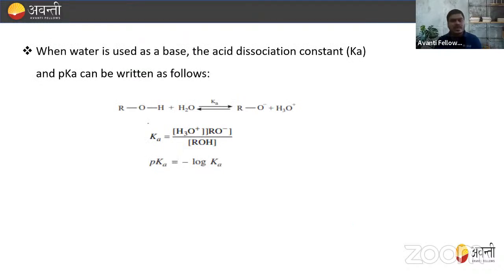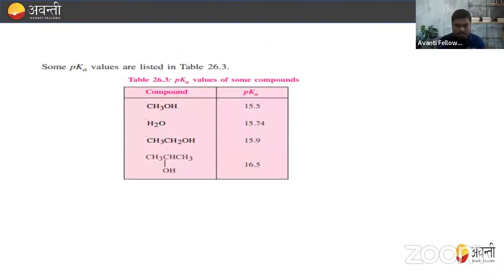When water is used as a base, the acid dissociation constant Ka and pKa can be written. We can write the value of Ka. We all know this from the equilibrium chapter, that is how you write Ka, the acid dissociation constant. The acid dissociation constant is nothing but the concentration of the products divided by the concentration of the reactants, right? Now pKa is always minus log of Ka. We all know that, right?